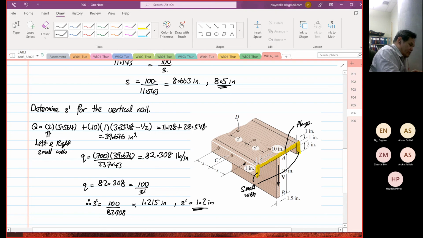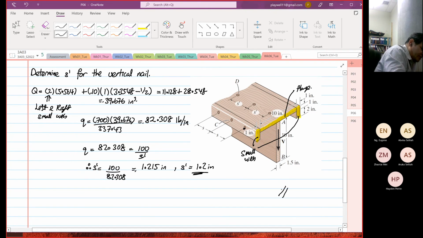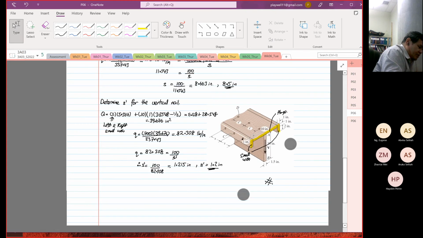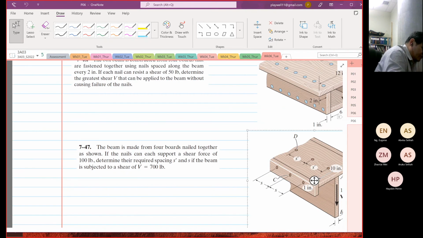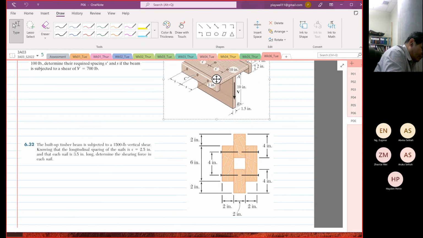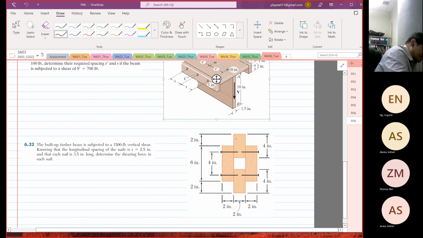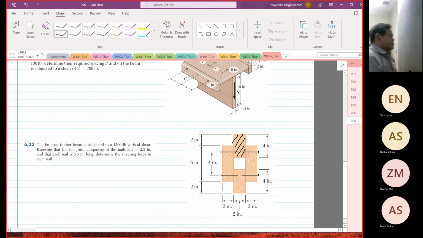Okay, so I'm going to stop here. I still got another example to show you, but not to worry, the example is not that difficult. So the last example is this one. I'll just briefly say this is the area that you have to consider, because the members distribute the load, and the nails transmit the load.